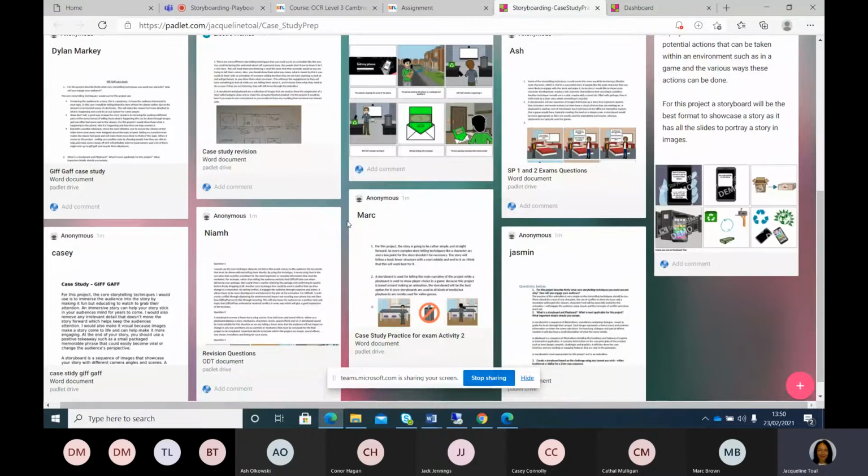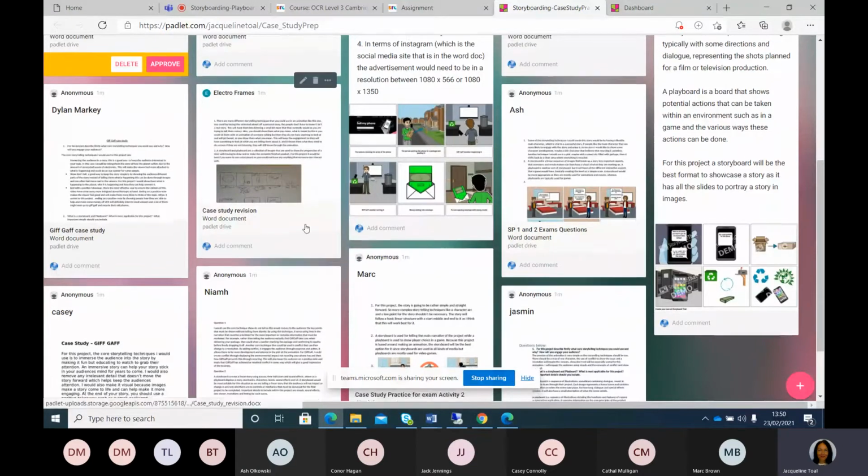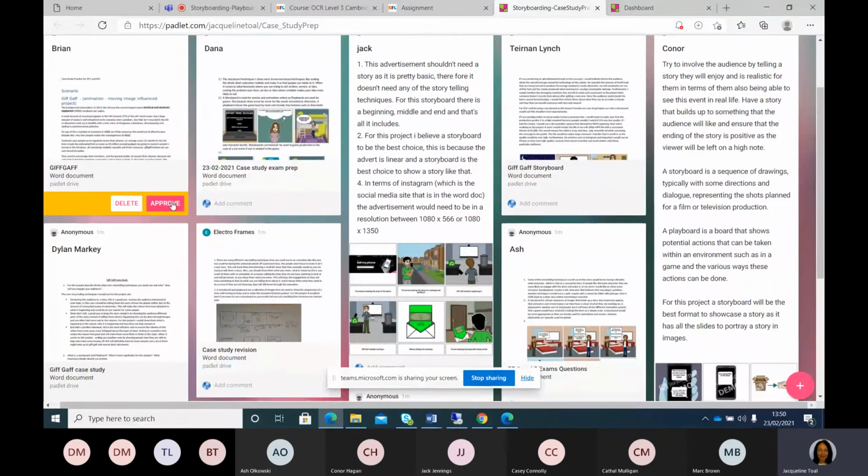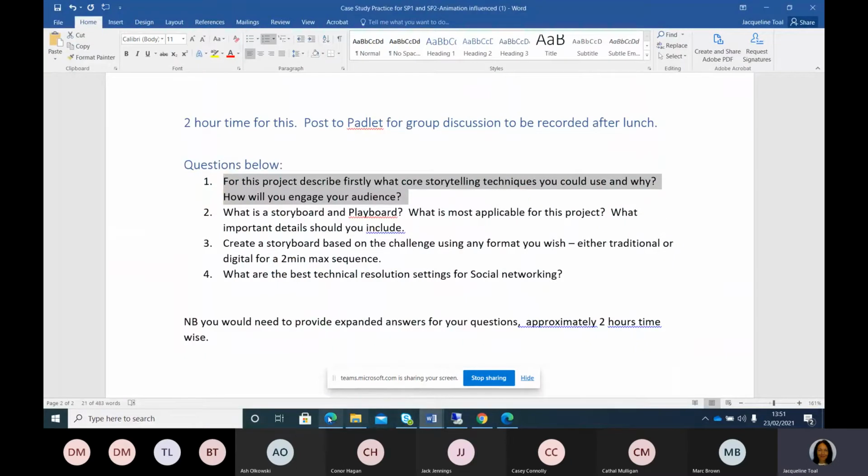So I think some of you definitely touched on those, and I can see that when I'm starting to look at the storyboards as well. Okay, those are good.